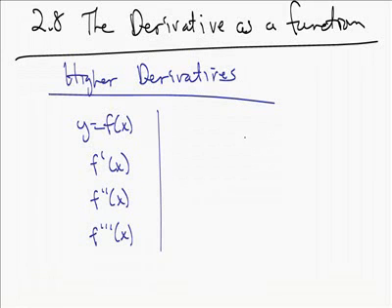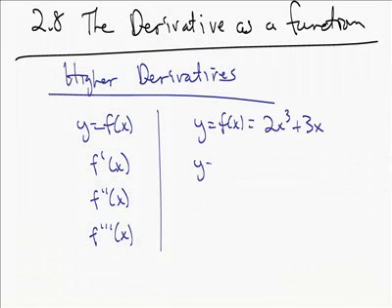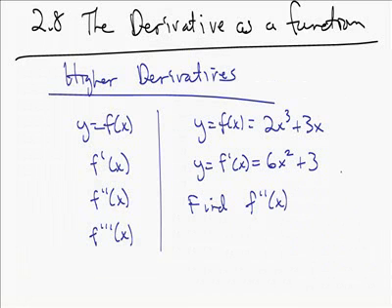Remember, in the first lecture we had a function y equals f of x, and it was equal to 2x cubed plus 3x. And we found by our limit definition that f prime of x was equal to 6x squared plus 3. Well, let's go ahead and find f double prime of x. And what we're going to do then, that's going to be the derivative of f prime of x.